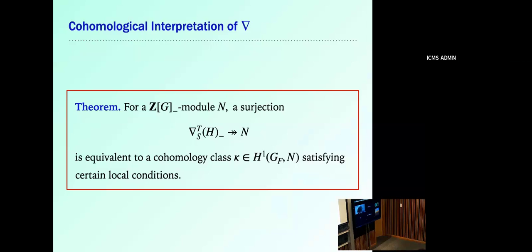Once you have that cohomology class, you have a surjection from Nabla to something that can tell you something about the Fitting ideal. Remember I said if you have a surjection, you get an inclusion of Fitting ideals. So that tells us something about the Fitting ideal of Nabla, which then tells you something about annihilators, and that gives you Brumer's conjecture.